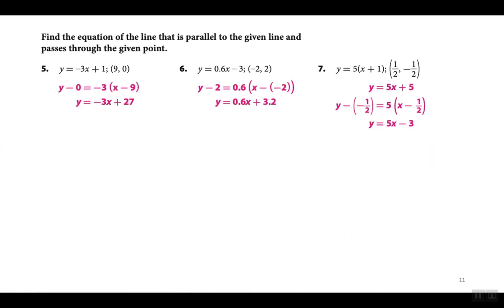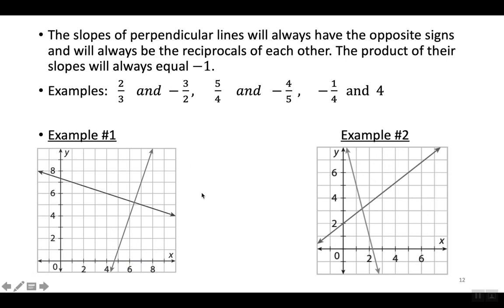Okay, so now let's talk about perpendicular lines, alright? Believe it or not, we're near the end. Or at least at the halfway point. Okay? So we already went over that when lines are parallel, their slopes are the same. Now, when lines are perpendicular, they have a different relationship.